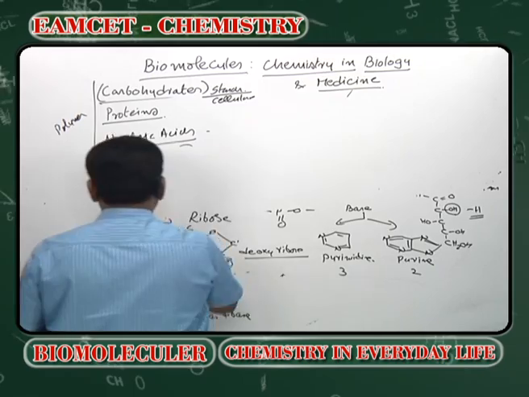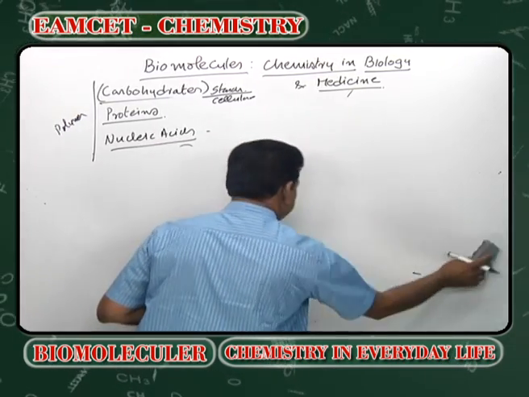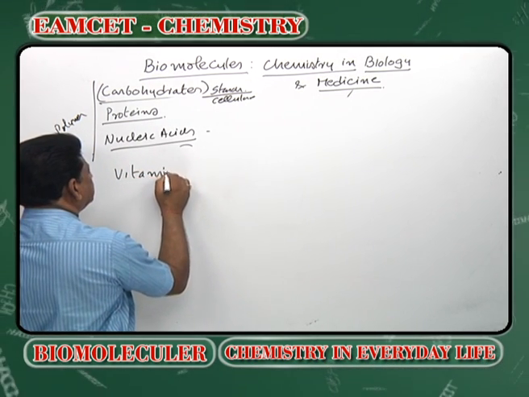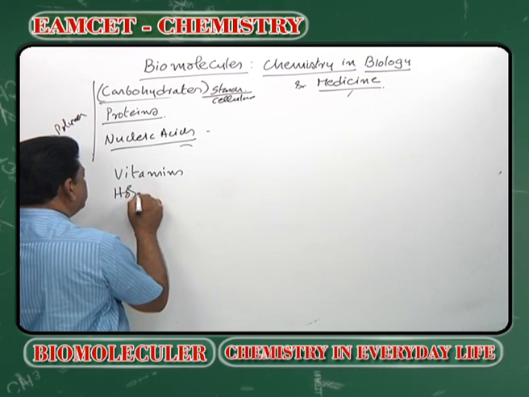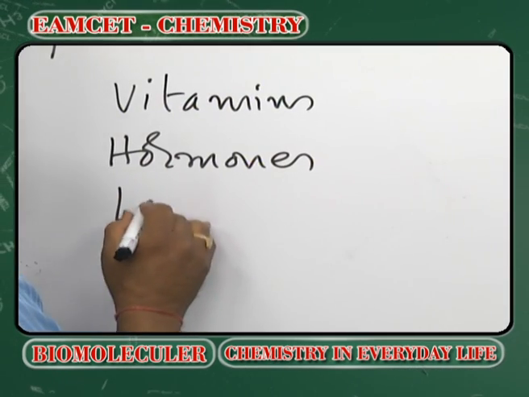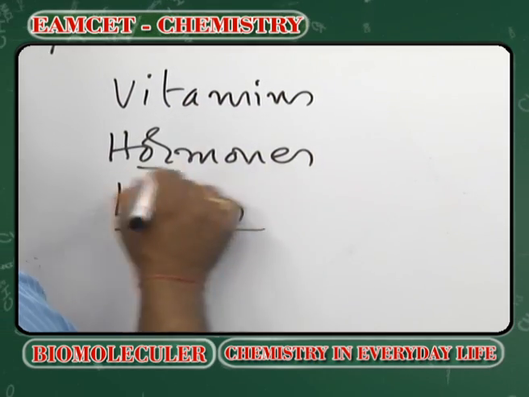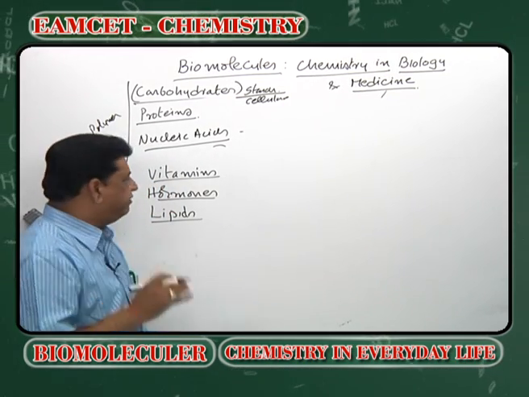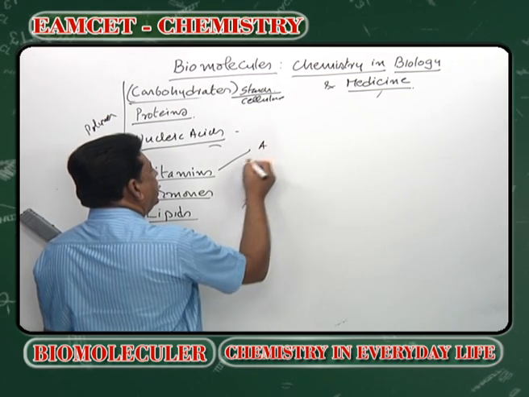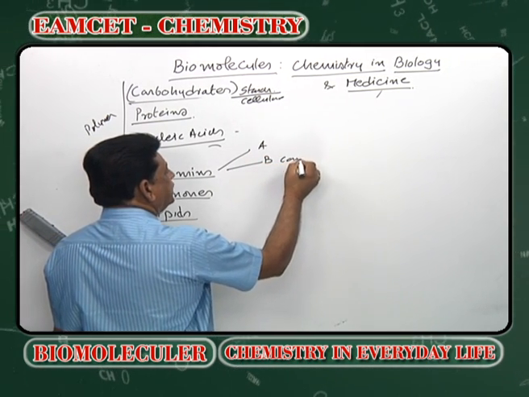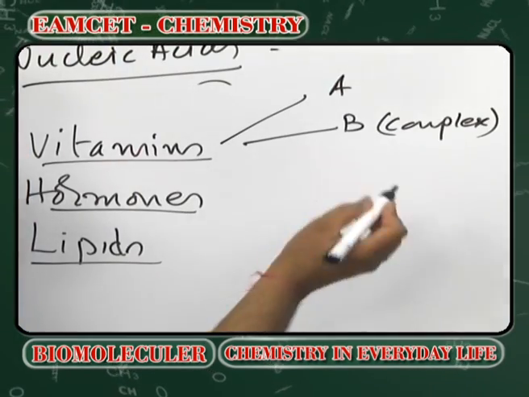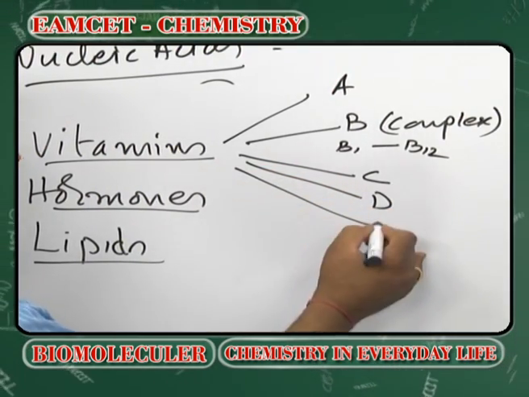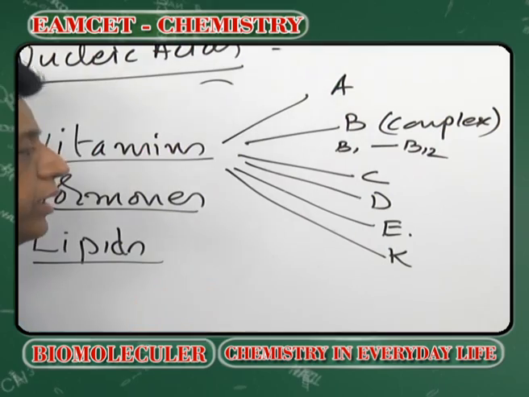Now, we have some molecules like vitamins, hormones and lipids. Let us take some small information. Vitamins are small units that control specific activities. We have vitamins A, B, where B is a complex, B1, B2 up to B12, and vitamins C, D, E and K are the important vitamins.